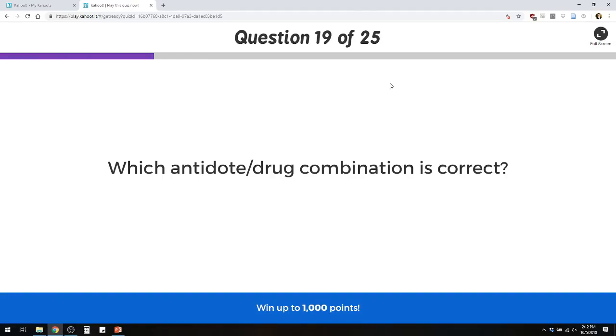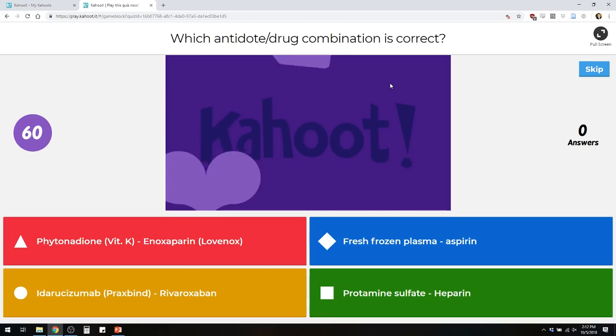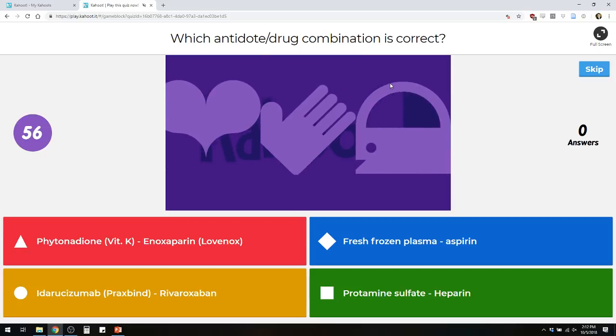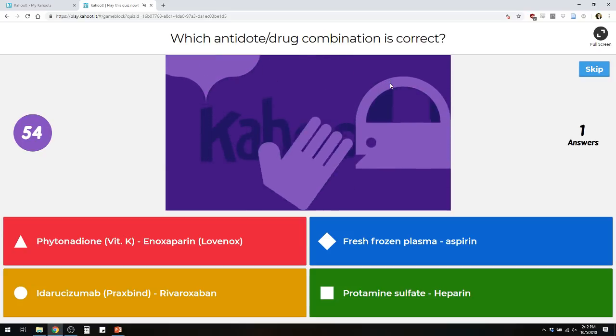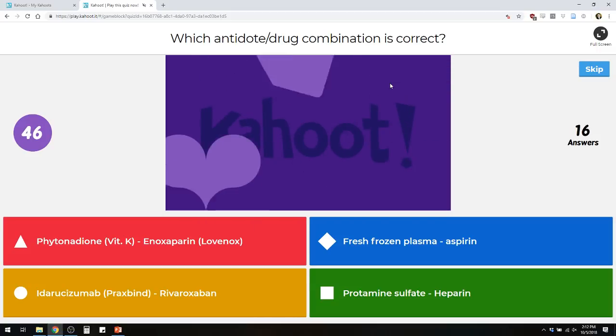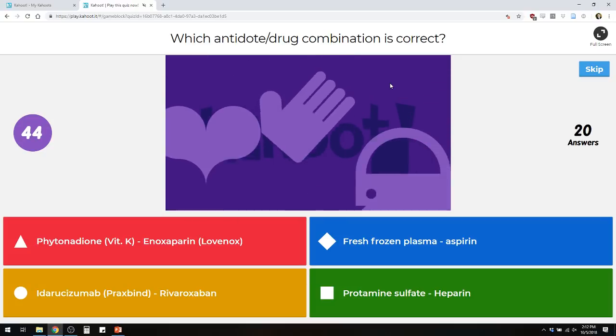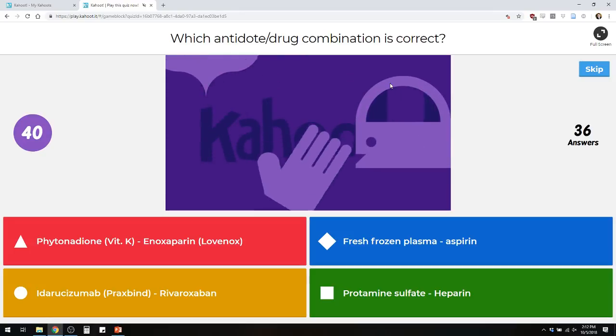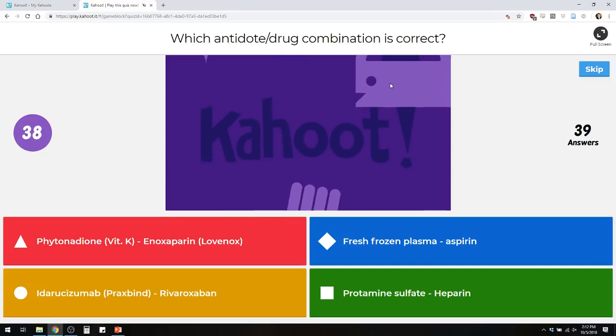Which antidote and drug combination is correct? Phytonadione or vitamin K plus enoxaparin, fresh frozen plasma plus aspirin, idarucizumab plus rivaroxaban, or protamine sulfate and heparin? So if your patient overdoses on this, which one needs to be the correct antidote to give them to reverse the effects?